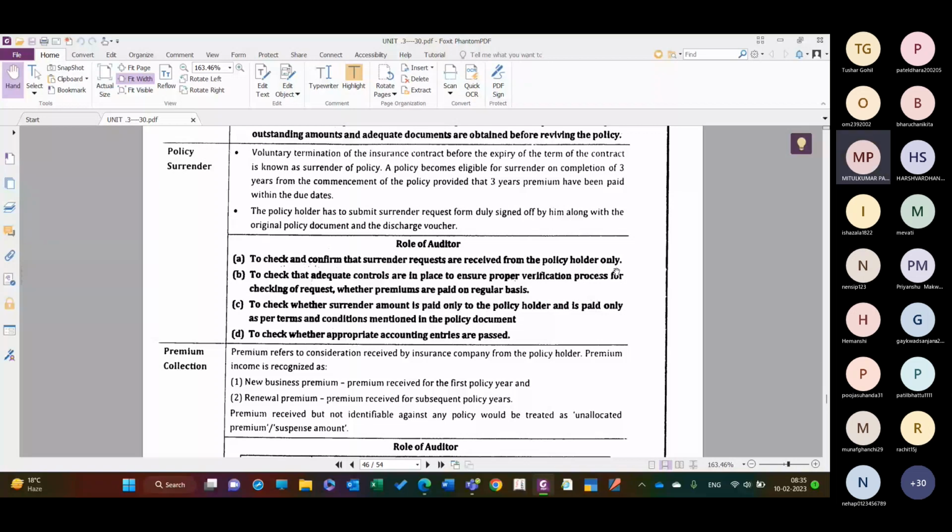Check that adequate controls are in place to ensure a proper verification process for checking the request, whether the premiums are paid on a regular basis, and to check whether the surrender amount is paid only to the policyholder and is paid only as per the terms and conditions mentioned in the policy document.